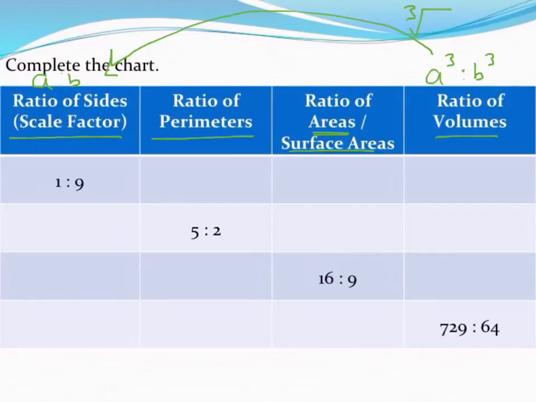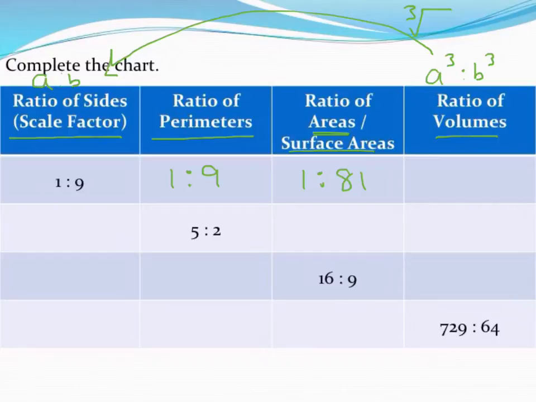So as we've mentioned, the scale factor is the same thing as the ratio of the perimeters. So if my scale factor is 1 to 9, the ratio of the perimeters is also 1 to 9. To find the ratio of the areas, whether it's plain old area or surface area, square those numbers. 1 times itself is still 1. 9 times 9 is 81. So 1 to 81 would be my ratio of the areas.